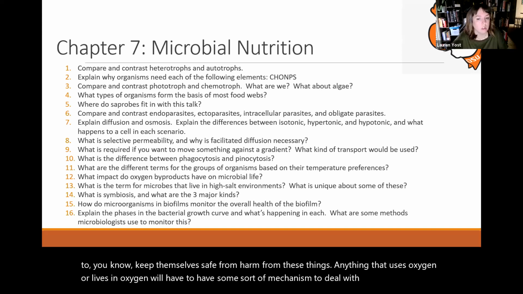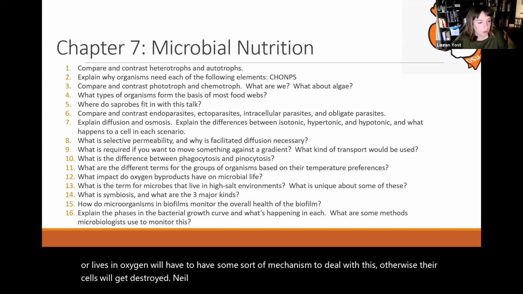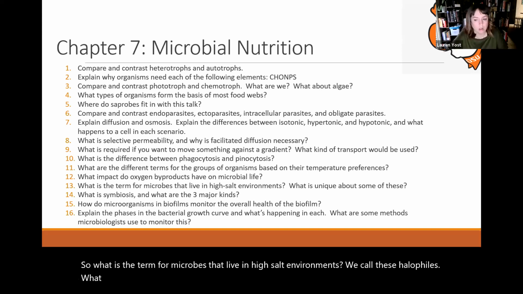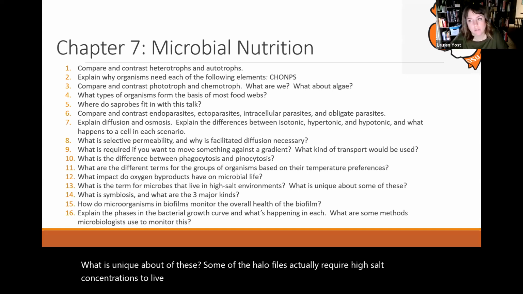Otherwise, their cells will get destroyed and they'll die. So what is the term for microbes that live in high salt environments? We call these halophiles. What is unique about some of these? Some of the halophiles actually require high salt concentrations to live. And that's because they've adapted themselves to bring salt into their cells.